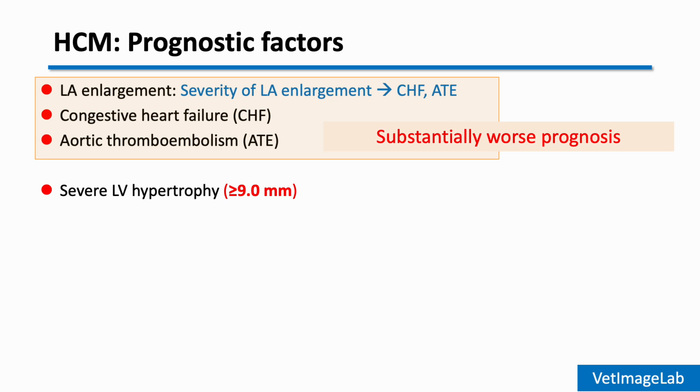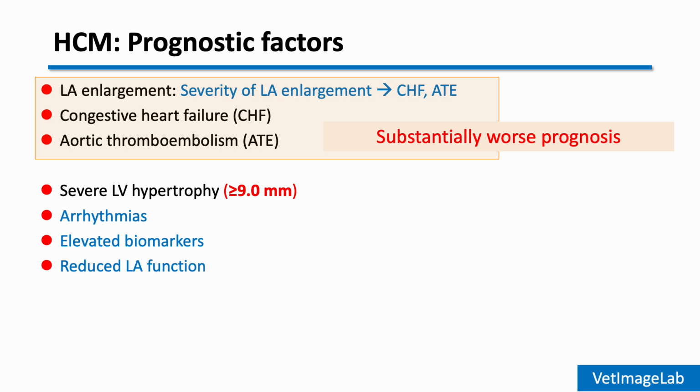In addition, severe LV hypertrophy, especially when wall thickness exceeds 9 millimeters, is also associated with poor outcomes. Arrhythmias such as ventricular premature complexes or atrial fibrillation, elevated cardiac biomarkers such as NT-proBNP or troponin I, and reduced LA function are also negative prognostic factors. Interestingly, dynamic LVOT obstruction is not considered a poor prognostic factor in cats, unlike in human patients. By identifying these risk factors, we can better stratify patients, tailor treatment strategies, and advise owners appropriately.